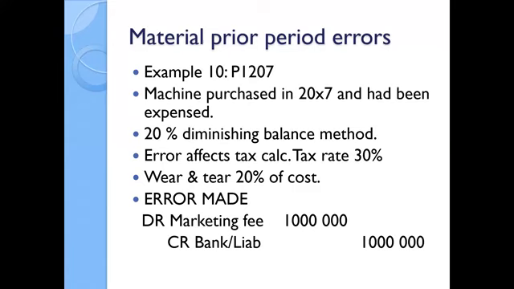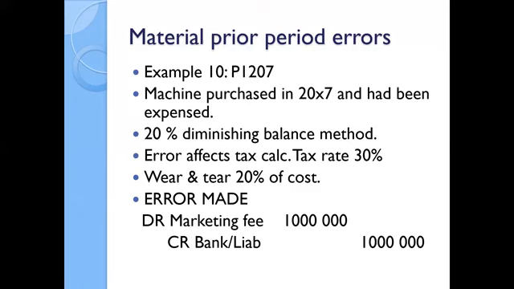So you've got a machine that was purchased in year 7 and it had been expensed. Instead of capitalizing the machine, it had been expensed as a marketing fee. The value of that machine is 1 million rand. It's considered to be material. It is a material error.